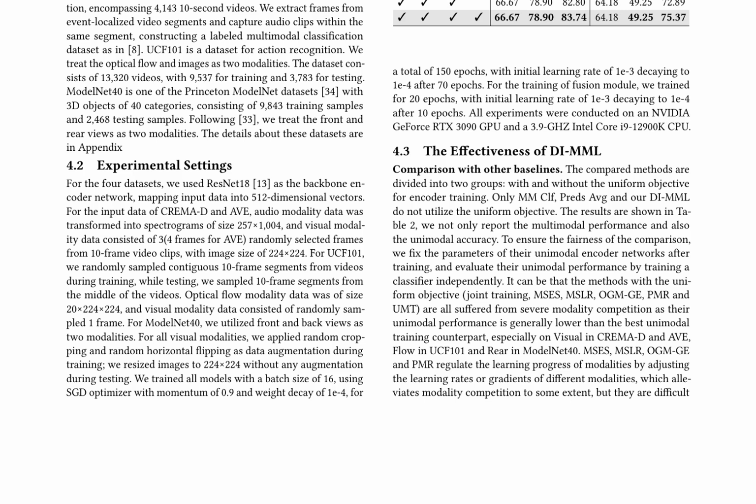An ablation study is presented in Table 3, which demonstrates the effectiveness of different components in the proposed method, DI-MML. The study shows that the inclusion of various components, such as TS, SCLF, DUC, and LW, improves the performance of the model. The authors argue that the methods with a uniform objective for encoder training, such as joint training, MSES, MSLR, OGMGE, PMR, and UMT, suffer from severe modality competition, which results in lower unimodal performance compared to the best unimodal training counterpart. In contrast, the proposed method, DI-MML, does not utilize the uniform objective and achieves better performance.